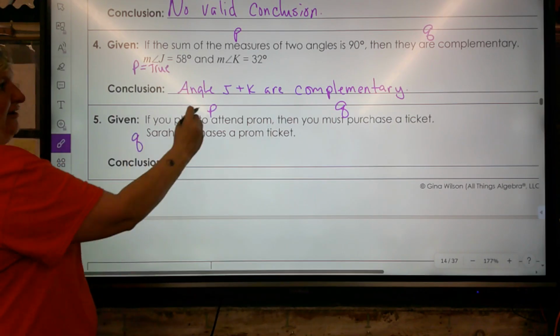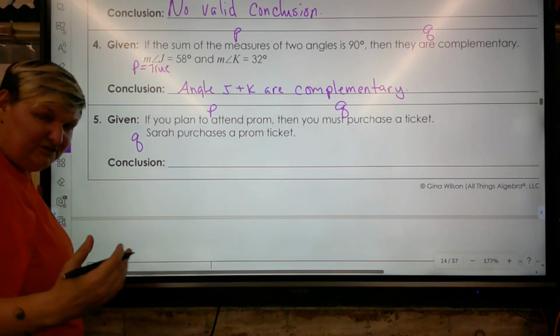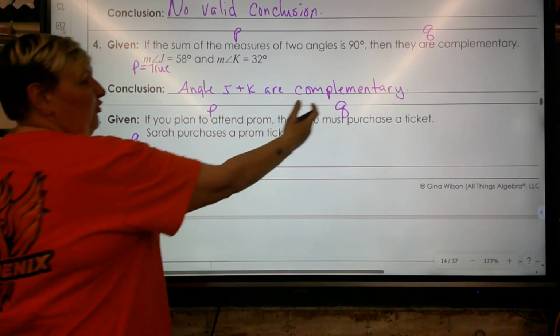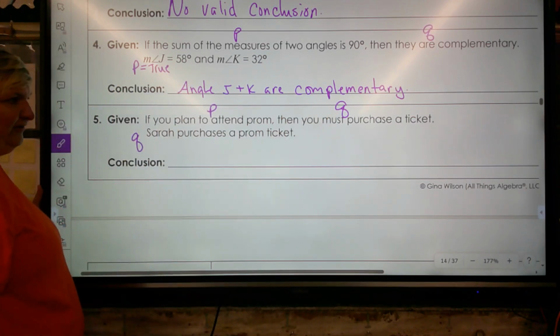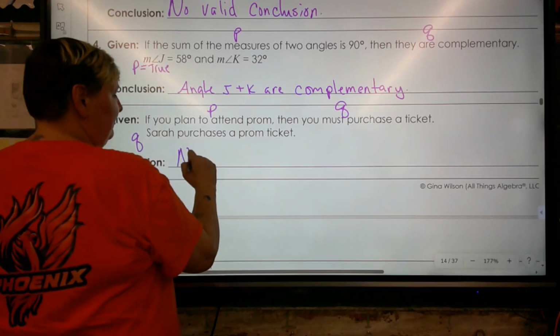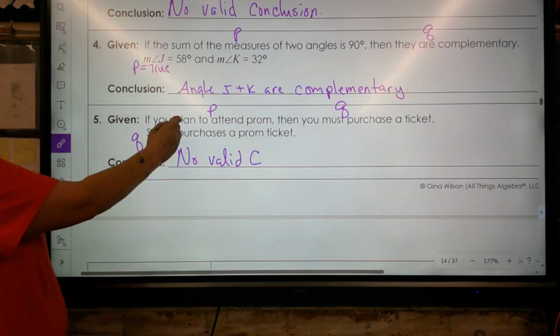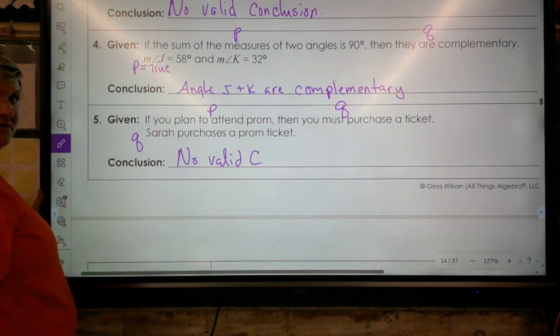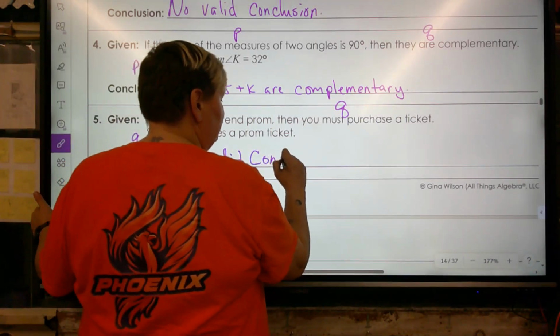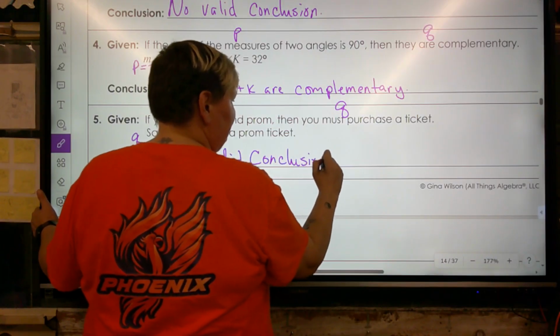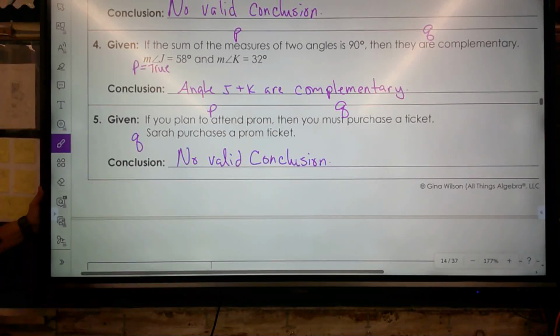Right? But the pattern is PQP, and P has to be true. It broke pattern. PQQ is not the pattern. So it has to be no valid conclusion. Right? Because we know she purchased the ticket, but we do not know if she plans to attend prom. Maybe she was buying the ticket for someone else. We don't have enough evidence. No valid conclusion, because we do not have enough evidence. If you don't have enough evidence, you have to say no valid conclusion.